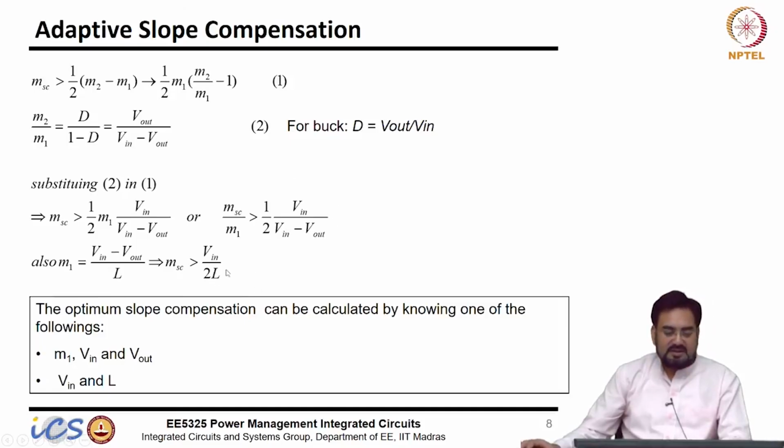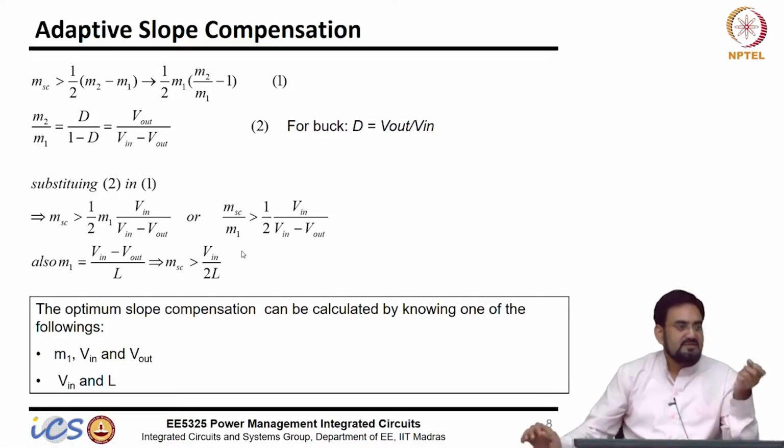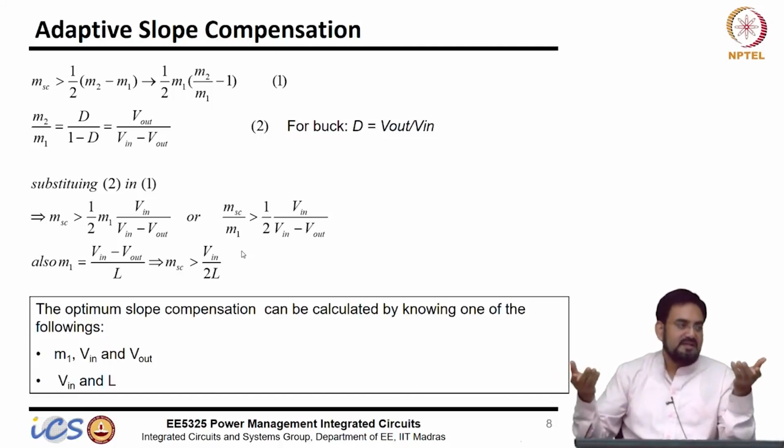Or if you do not know L, then you can take the information from V out, and do again the same thing. Whether L is known, and in most cases L is known, then you can design. If L is not known, then V in and V out are always available. You can take that and do your calculation and design a very accurate compensating ramp. If you fix it, then you have to look for the worst case. So, for the other case, it may be overcompensated. And overcompensation is not good in any case.